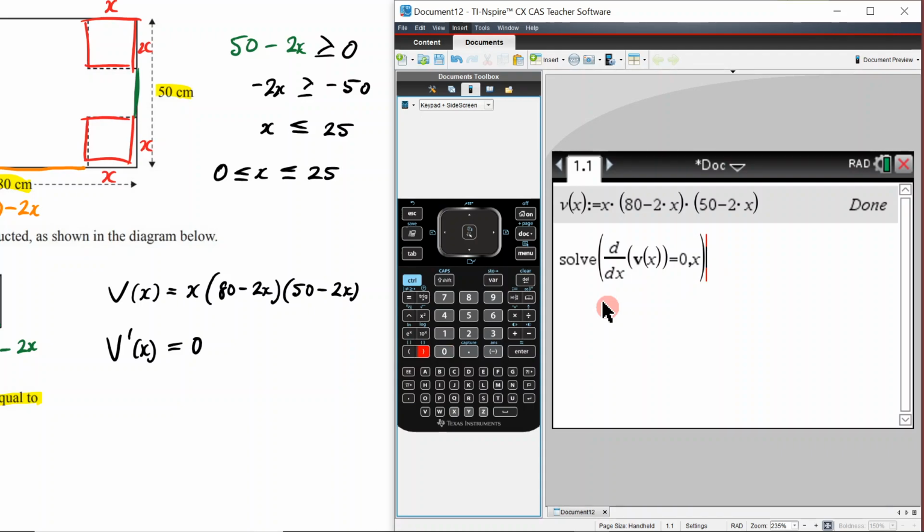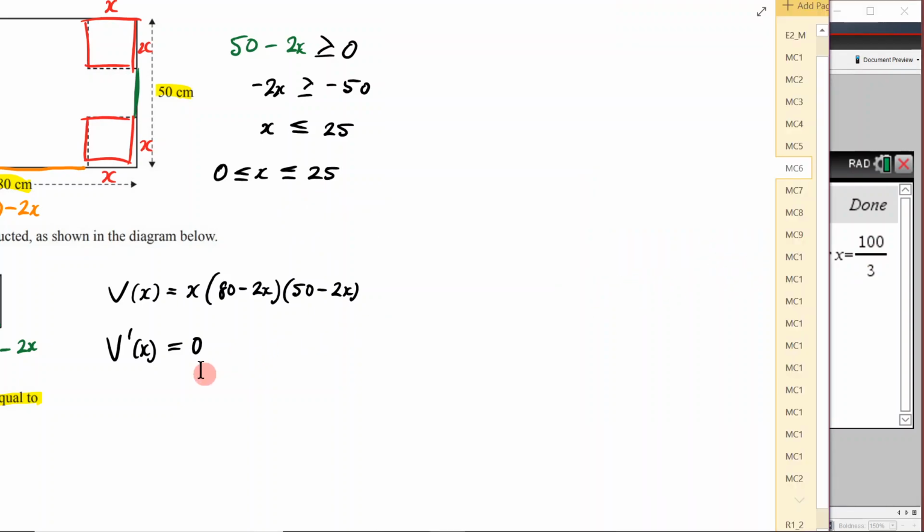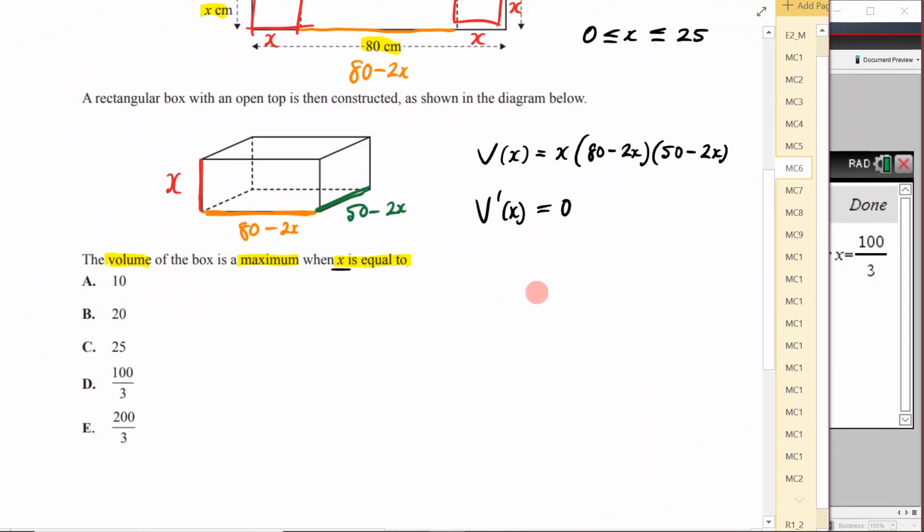So I'm differentiating the volume, I'm setting it equal to 0, and just like that, I'm finding my stationary points of 10 and 100 over 3. Now, as we said, my x has to exist between 0 and 25, so that means we can exclude this. This would be 33.3333. We can just ignore it because it's greater than 25. So that means my answer is going to be 10. So we can come over here, and as you can see, let me get my highlighter out for this big moment. My answer is going to be A, which is just 10.